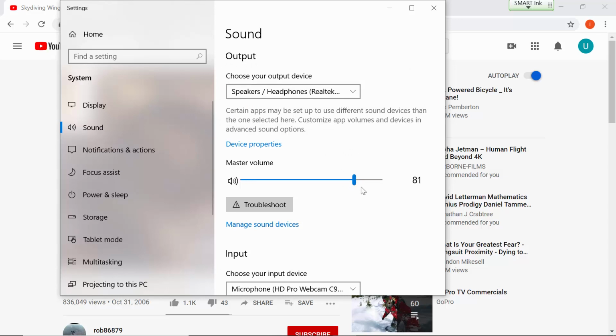Oh, the TV itself may be muted. Yeah, maybe. Good point. No, it's way up.